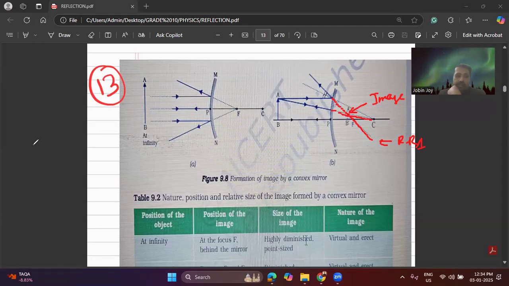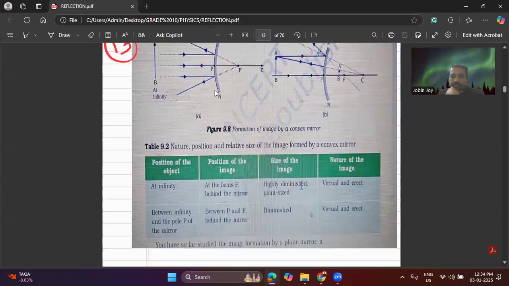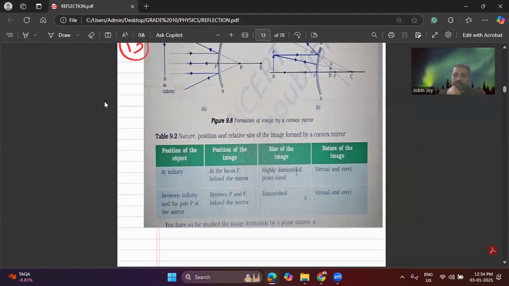Okay, so I will show you one table. Whatever we discussed is mentioned here in this table. There are two cases. First case is the object is at infinity. The position of the image will be at the intersection, so we will get the image here at the focus behind the mirror, and it is highly diminished, point sized, and virtual. Virtual means the image is behind the mirror, and erect.